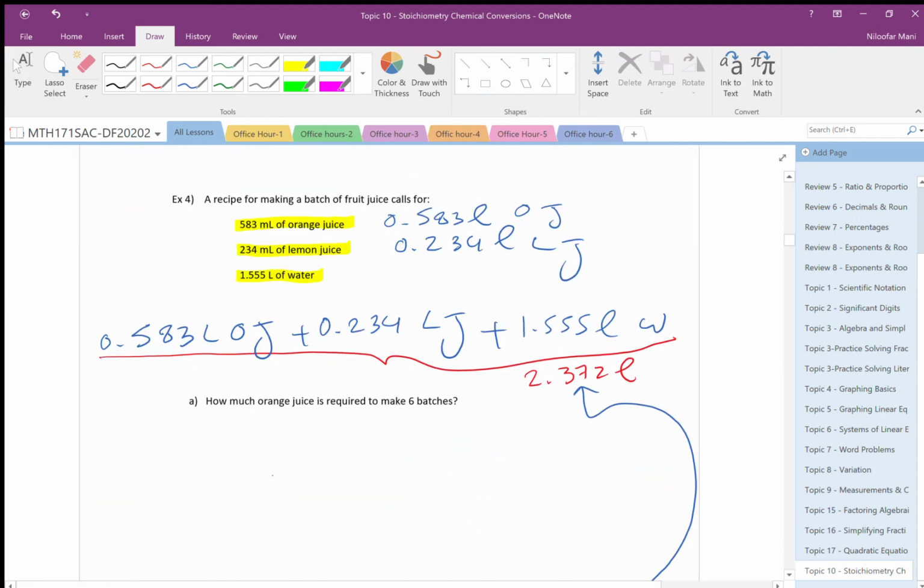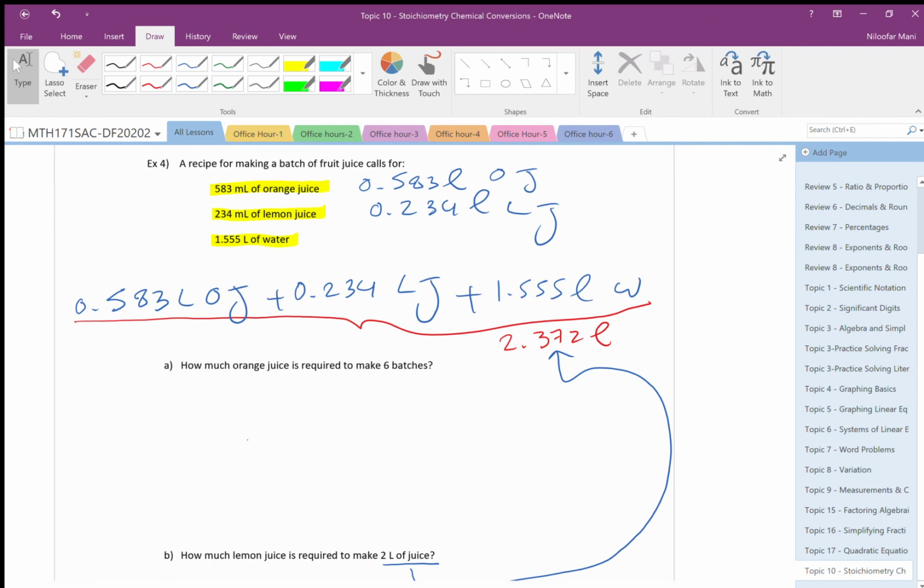So here you have another question, which is a recipe for making a batch of fruit juice. When you want to make a batch of fruit juice, you can use 583 milliliter of orange juice, this milliliter of lemon juice, and this liter of water. First of all, I have to pay attention. I have milliliter, milliliter, liter, so I change them to liters. So I say this liter of orange juice, this liter of lemon juice, and this liter of water.